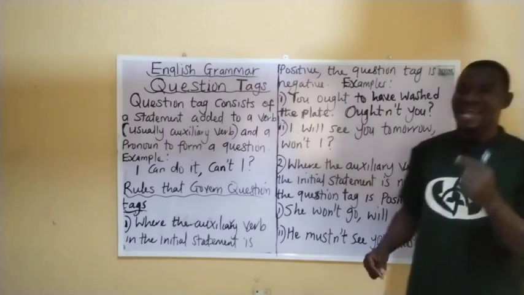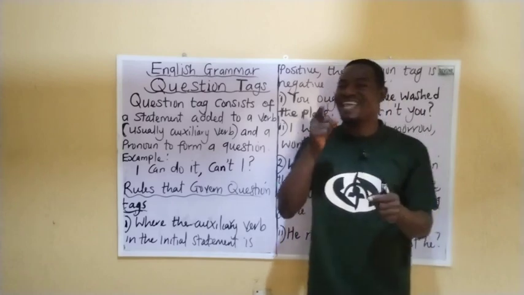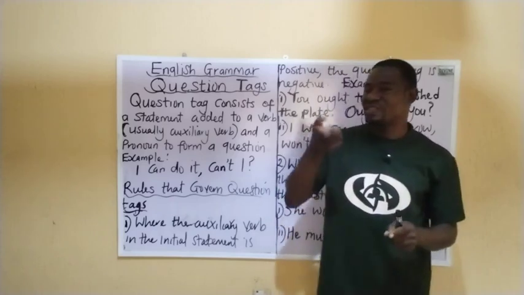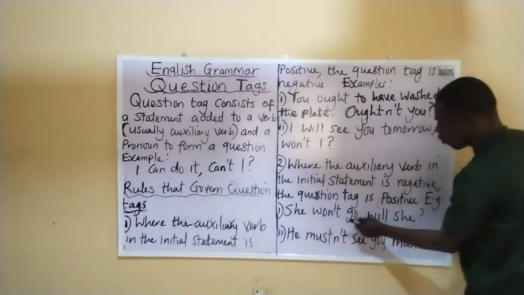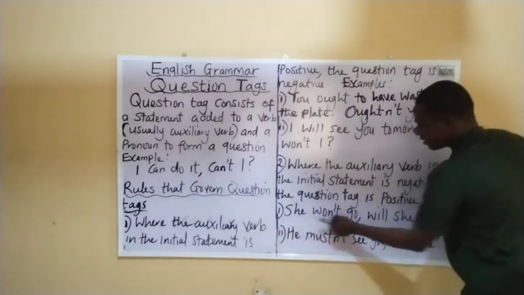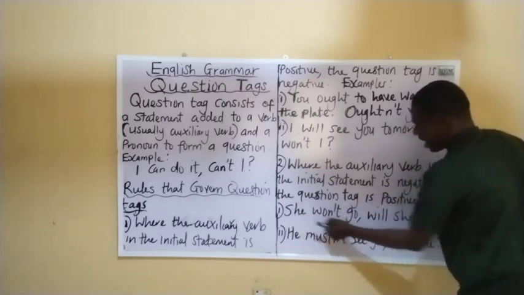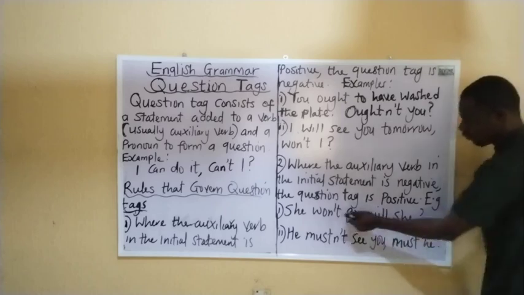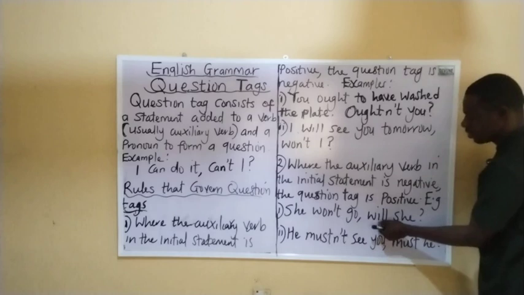Okay, fine. The next general rule of question tags says where the auxiliary verb in the initial statement is negative, the question tag will be positive. Let's see an example. She won't go, will she? The initial statement says she won't go. So we have a negative statement here, and the question tag here is positive. Will she? So from the auxiliary verb won't, we have the positive auxiliary verb will.